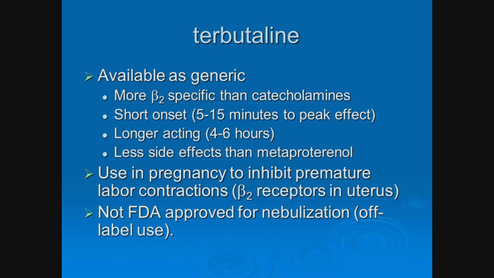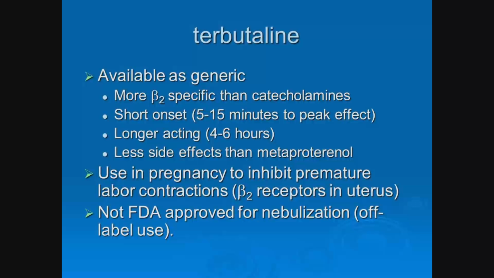Interestingly, there are beta-2 receptors in the uterus. So one of the things that we do is we give terbutaline to inhibit premature contractions. If mom's going into labor before we really want her to go into labor, we can halt that labor. That's called tocolysis, by administering terbutaline IV, and it'll actually stop, or hopefully stop, the contractions and stop the labor from happening.